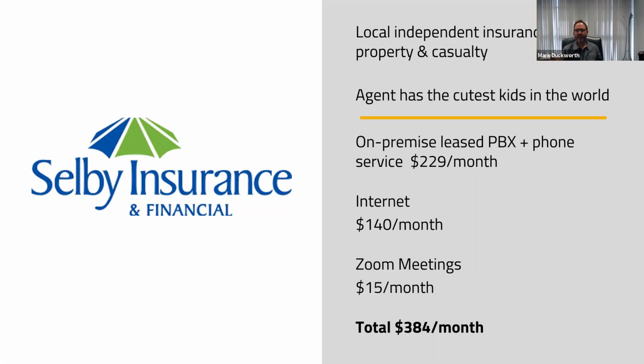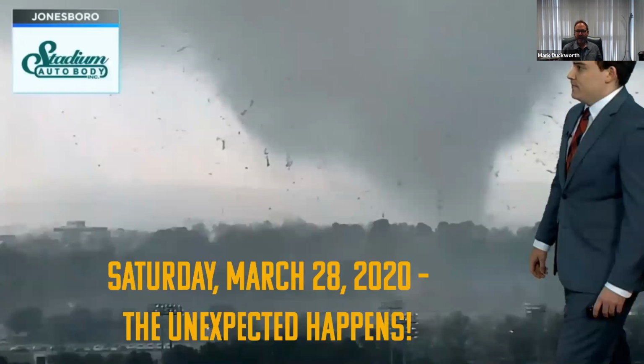But he had a phone system. He was from a local provider. He was having it leased, spending $229 a month. His internet was $140 a month. He had to buy Zoom meetings because he didn't have any way to meet. That was an extra $15 a month. So spending $384 a month to support a small business, not a lot of money, very justifiable, because this was really the core of how he connected with customers. So something happened though, right?